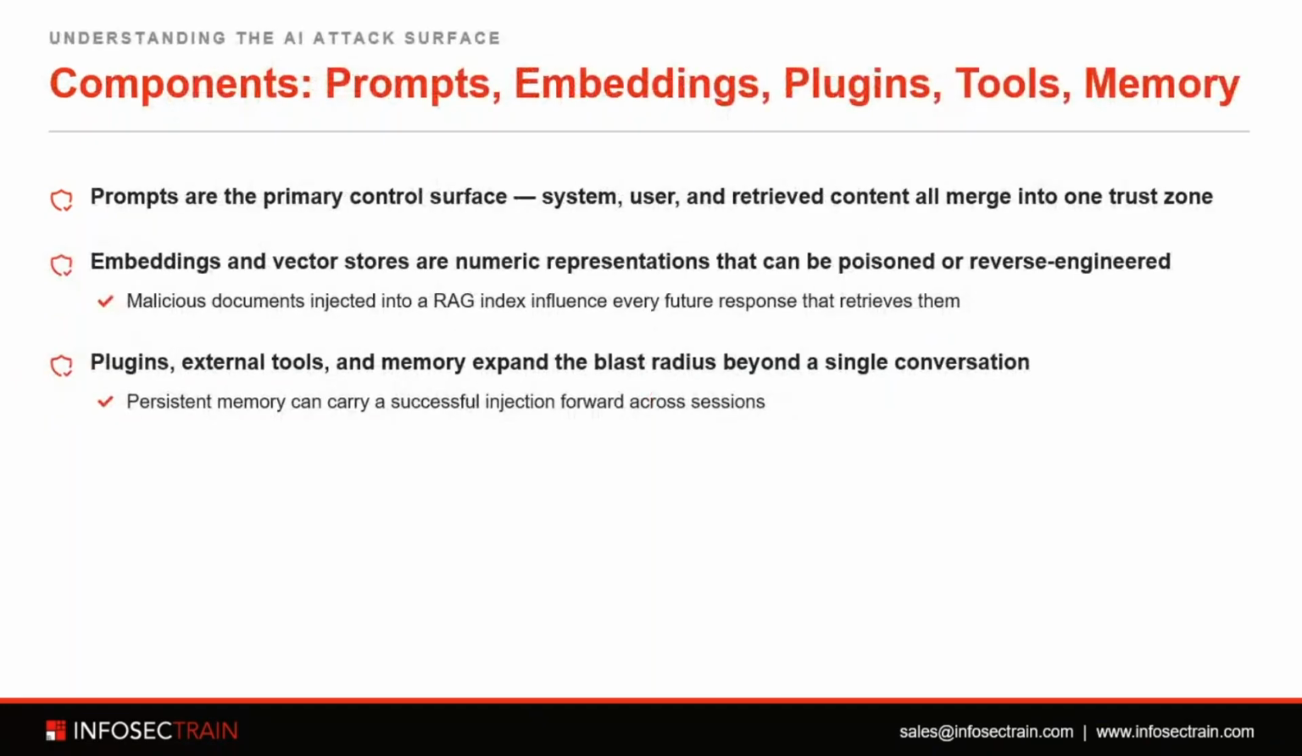Now when we are talking about the components of AI, we have discussed that AI is the attack surface, but what are the components? So there are prompts, there are embeddings, there are plugins, there are tools, and there is memory.